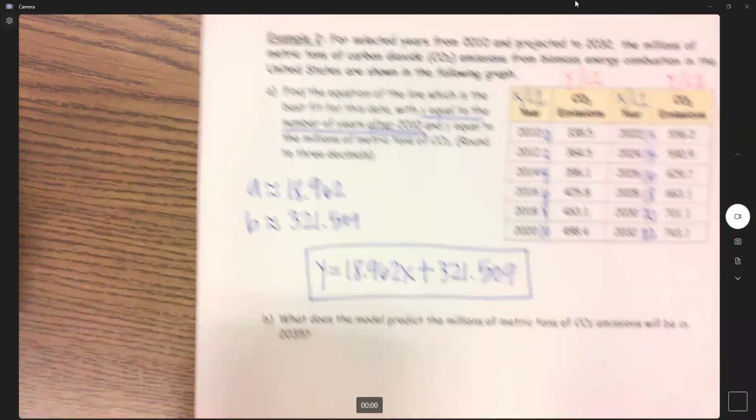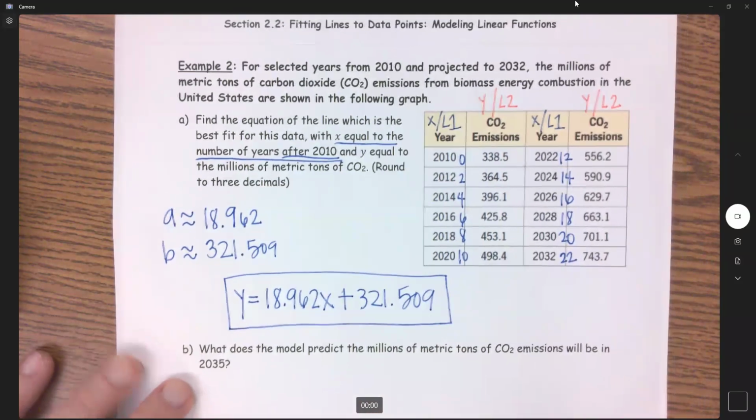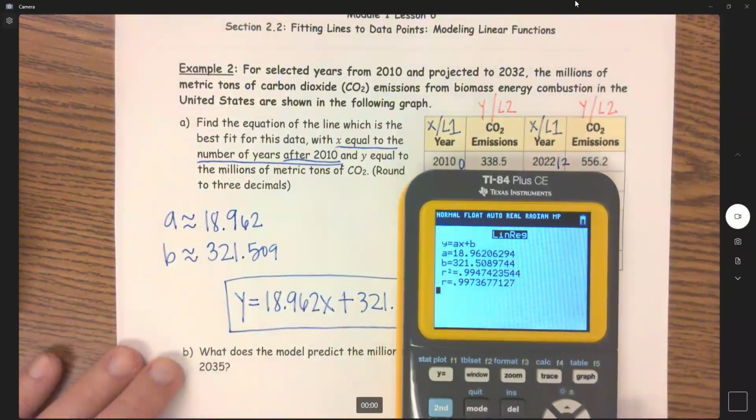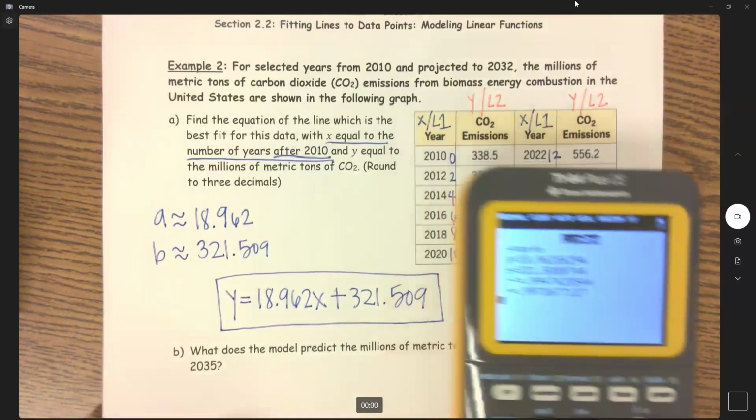Okay, so there is my equation of the line, which is the best fit for this data. And as you can see here, that R is still pretty close to 1. 0.997 is very close. It's not as close as our last one was, 0.9992, but that's still very, very close. This is still a really good fit of this data.